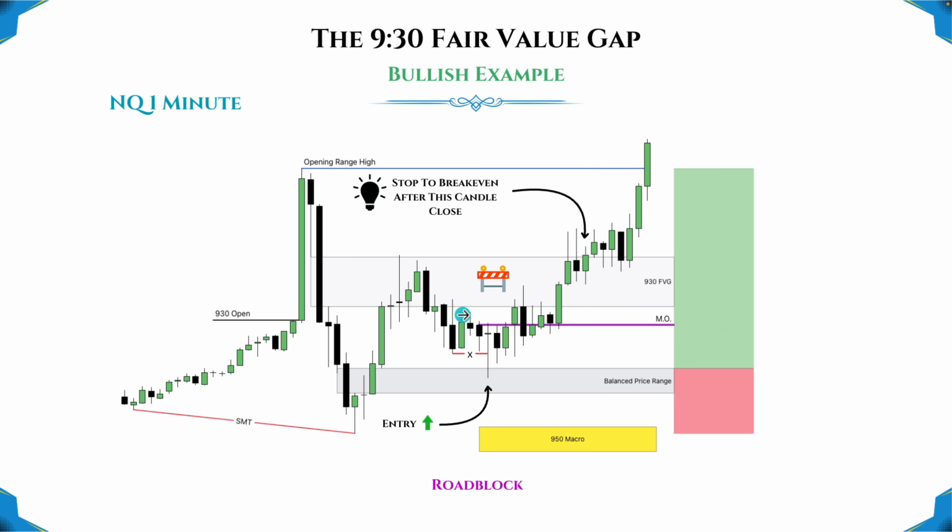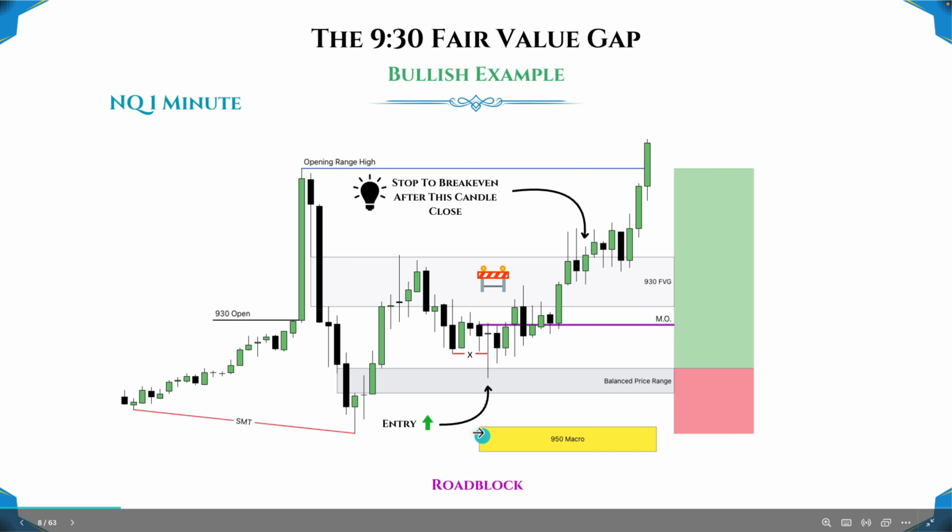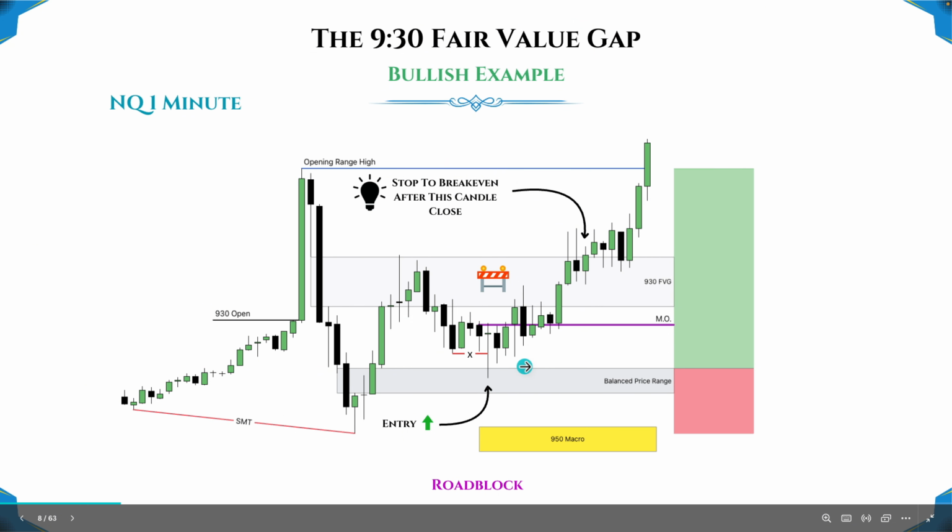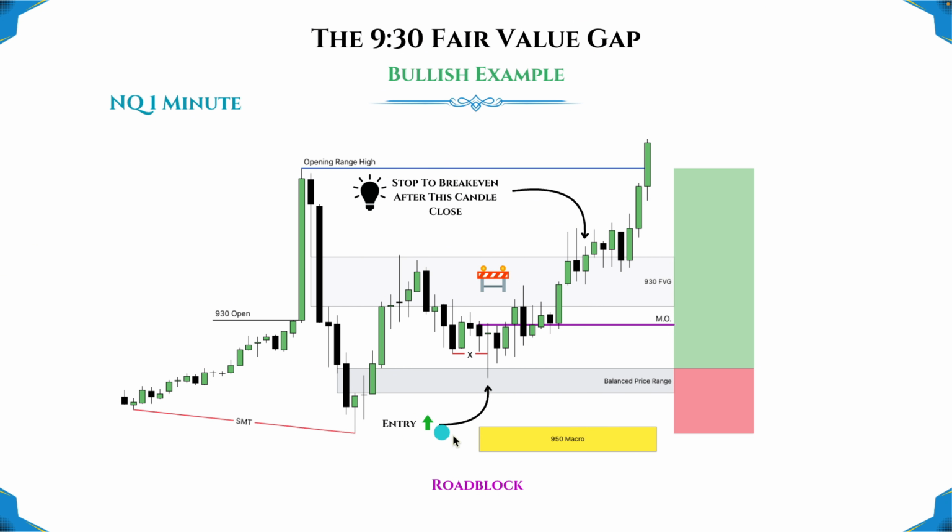So see how from our entry point, the balanced price range high, to the target, the opening range high, there is the 930 fair value gap acting as a roadblock. It's in the way between our entry and our target. We need to see a body close above that to confirm to us that we're more likely onside and to allow us to reduce risk to even. Okay, so we're doing a responsible thing. As soon as the bodies tell us that it's responsible to trail our stop loss to even, we're doing so.